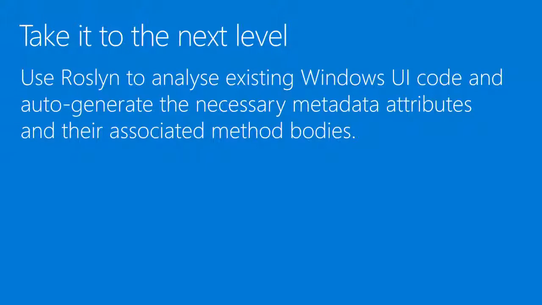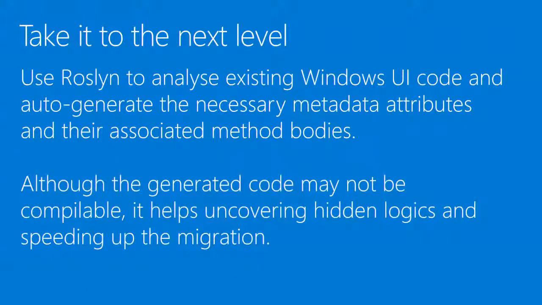What's really exciting is that we actually use Roslyn to analyze existing Windows Forms code and really go into branches, if-else branches, go into for-each loops, go into base classes, go to derived classes, go into overload methods to extract all the logic, all the UI logic. And we auto-generate those attributes there and auto-generate the method pointed to by those attributes. Of course, the generated code won't be compilable. We're not there yet. That requires a significant amount of work. But it really helps uncover all the hidden logic that has been put in place over the decades.